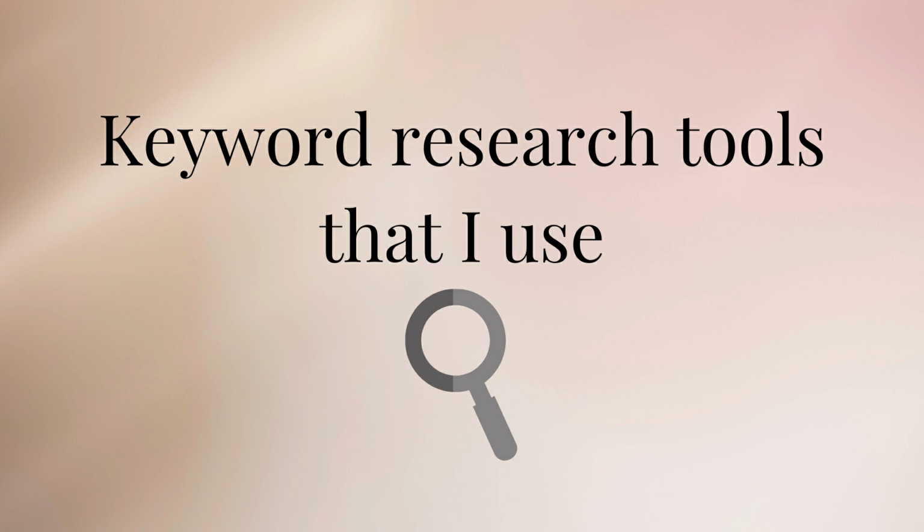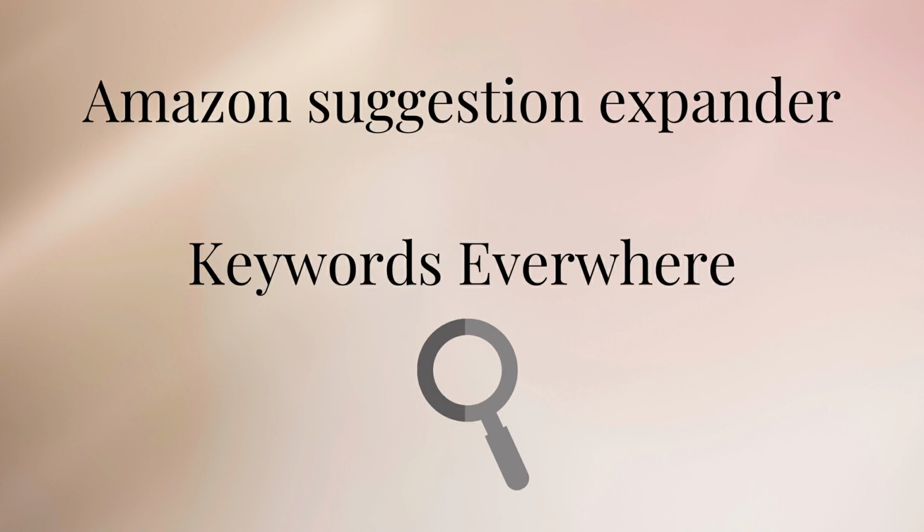The first tools that I used when I first started my KDP business were the Amazon Suggestion Expander, which is a Chrome extension, and Keywords Everywhere. So that was how I started. The Amazon Suggestion Expander tool is free, and Keywords Everywhere used to be free, but now you have to pay, I think it's $10 for 100,000 searches. I paid $10 months ago and I still have a lot of searches left. I haven't even made a dent into it, I think. So it's really worth it if that's what you want to use. And that's how I started.